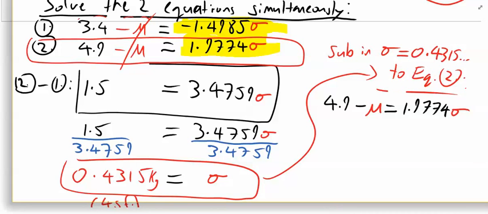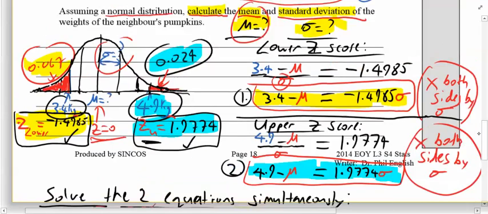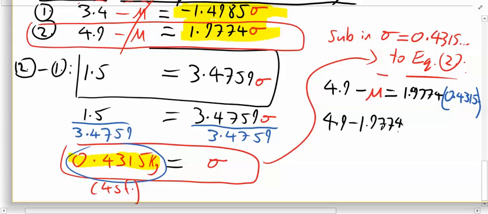So the sigma becomes 0.4315, etc., unrounded. And I need to rearrange that to make the mean the subject. So if I do that, I can say 4.9 minus the right-hand side, 1.9774 times standard deviation, must equal the mean.